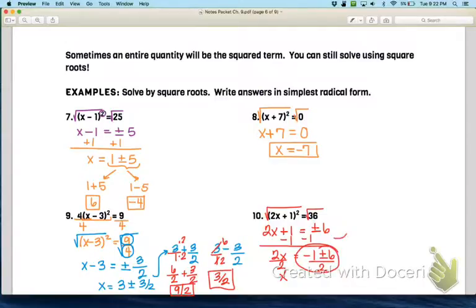And so what we have to do is come up here and work that out. I need to do negative 1 plus 6 divided by 2, and then I need to do negative 1 minus 6 divided by 2. Well, negative 1 plus 6 is 5, and 5 halves doesn't reduce, so there's one solution. Negative 1 minus 6 is negative 7 over 2, and that also doesn't reduce, so there is the other solution.